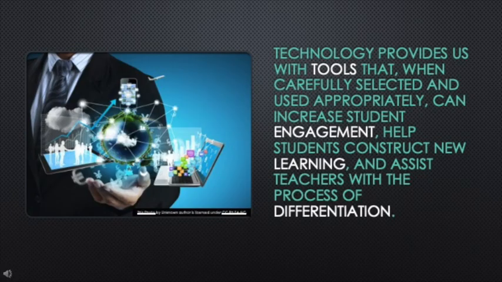As we think about some of the challenges that teachers face in differentiating for gifted kids, it's important to think about how technology can help us overcome some of those obstacles. For example, the limited number of resources in classrooms, the limited amount of time and teacher bandwidth for planning and organizing differentiated instruction for gifted kids. We know that technology can provide us with tools that, when we carefully select them and use them appropriately, we can increase student engagement, help students construct new learning, and assist teachers with the process of differentiation.